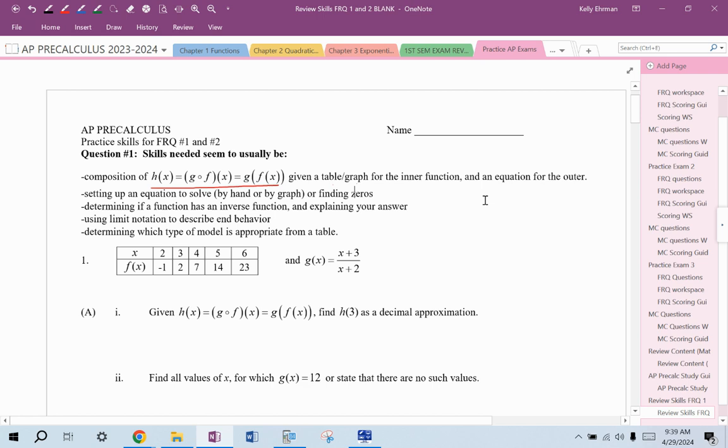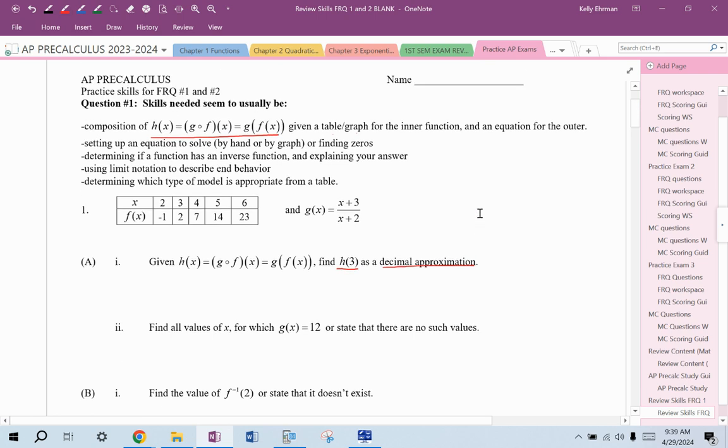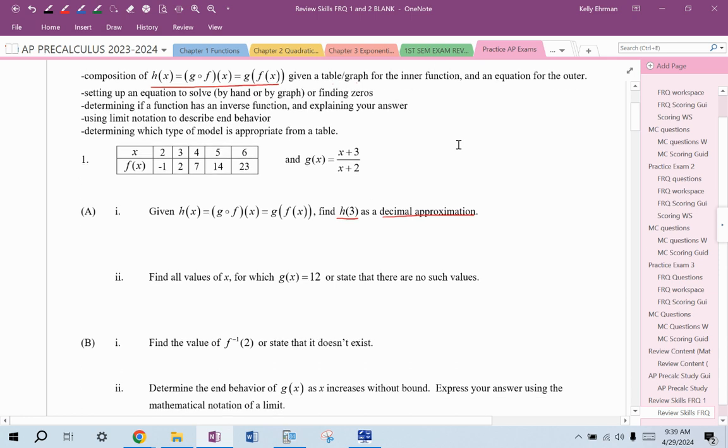So if we take a look at number 1, f of x is given to us as a table. G of x is this equation. We want to find h of 3 as a decimal approximation. Remember that problems 1 and 2 are calculator allowed. It will always be like that. You're going to be given 30 minutes to do the first 2 problems, and then they'll have you stop, and then you'll get 30 minutes to do the last 2 problems. All right, so anyway, h of 3.